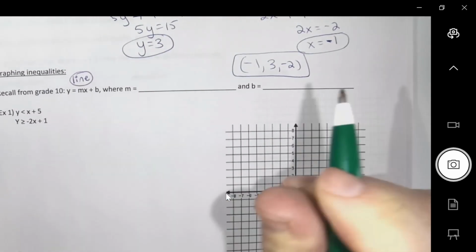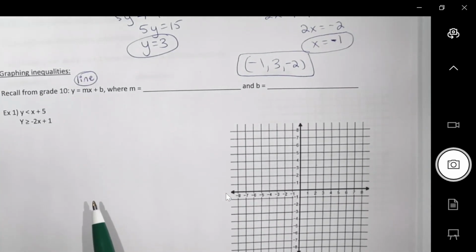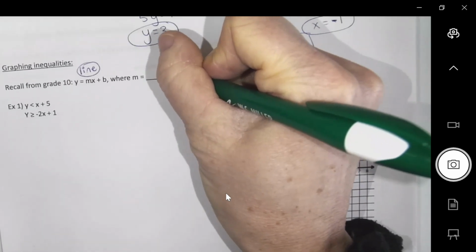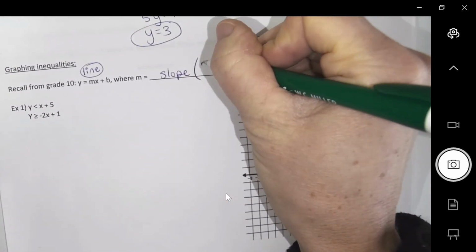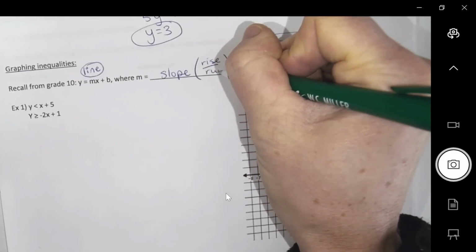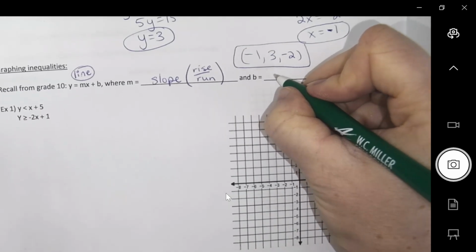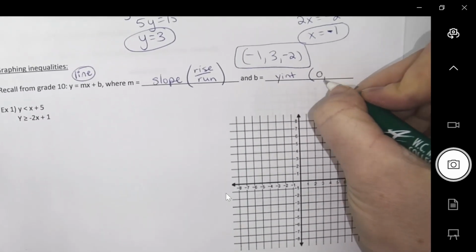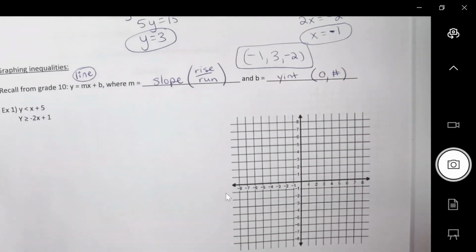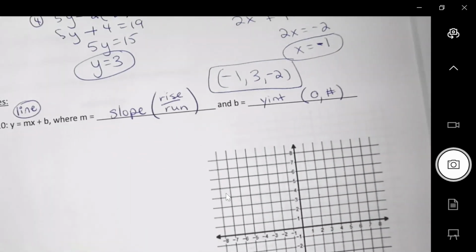And in that formula, the m represented slope, which is considered the what over what? Rise over run. And the b is the y-intercept, which would be the point 0, comma, whatever. That's what a y-intercept is.